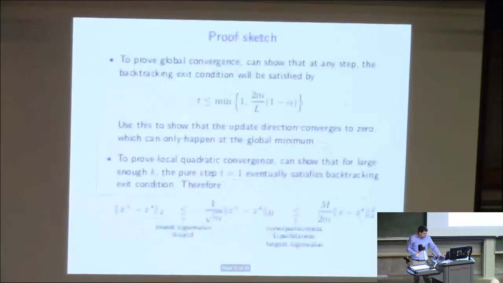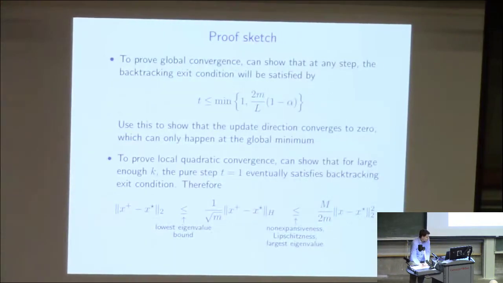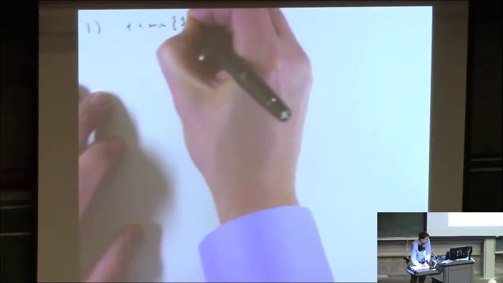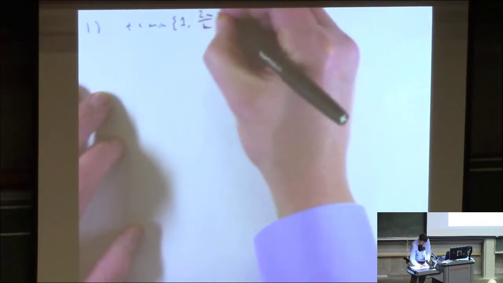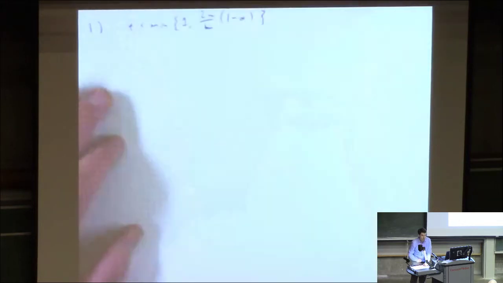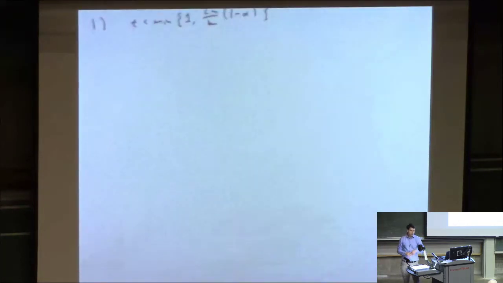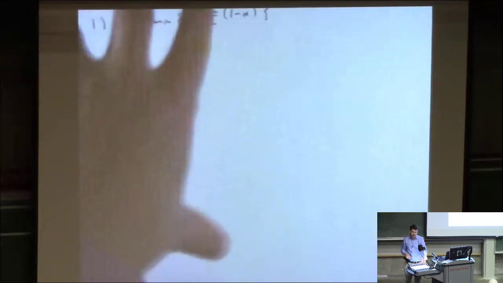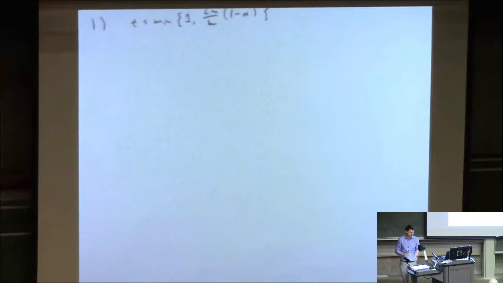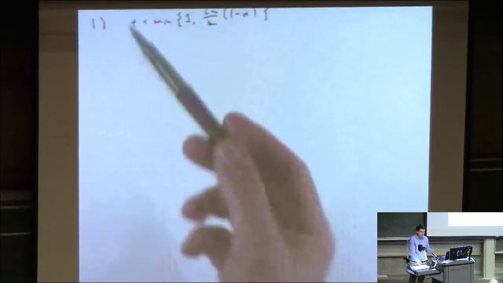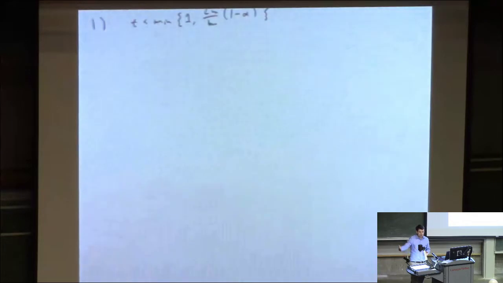So what the first property shows is that the backtracking line search condition will always be satisfied as long as t is less than the minimum of 1 (it has to be at least 1) and 2m over L times 1 minus alpha, where alpha was one of the parameters of the backtracking line search. As long as you have that condition, you will terminate your backtracking line search, hopefully with a bigger t than this, but in the very worst case with this amount of t, that will decrease your function by some fixed amount.